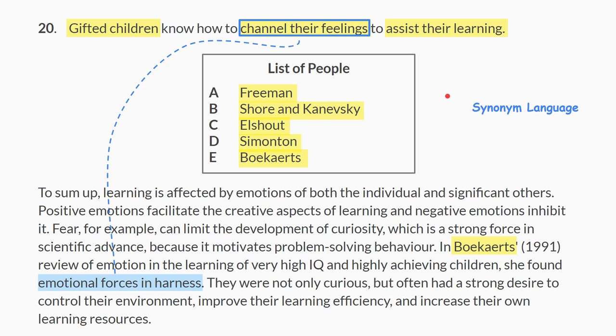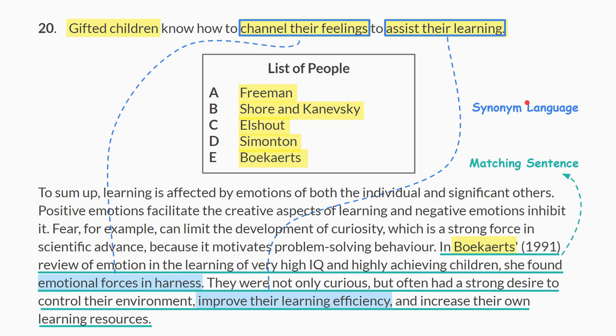Okay? And then let's read the next sentence. The next sentence says, they were not only curious, but often had a strong desire to control their environment, improve their learning efficiency, and increase their learning resources. So here it says, improve their learning efficiency, and that is synonym language for assist their learning. So how do we assist their learning? Well, we help them in their learning by improving their learning efficiency. That's how we can help them or assist them. So that is also synonym language.